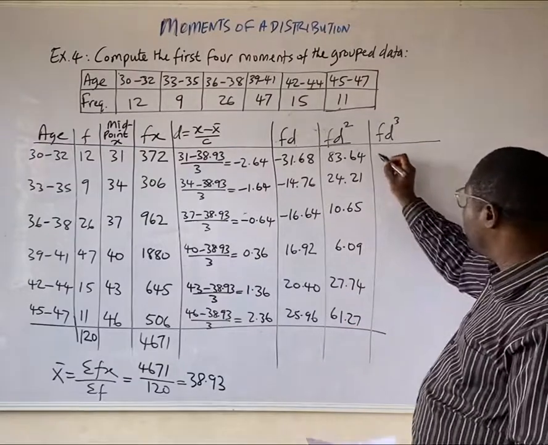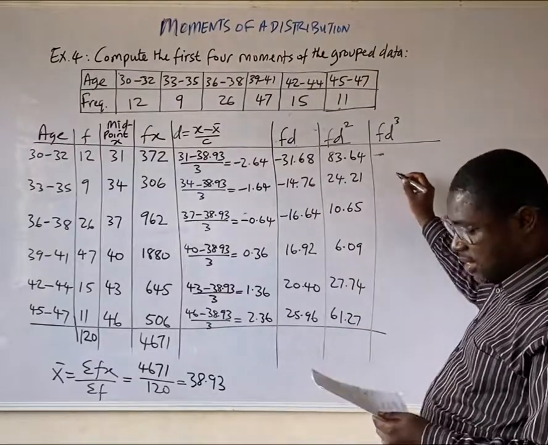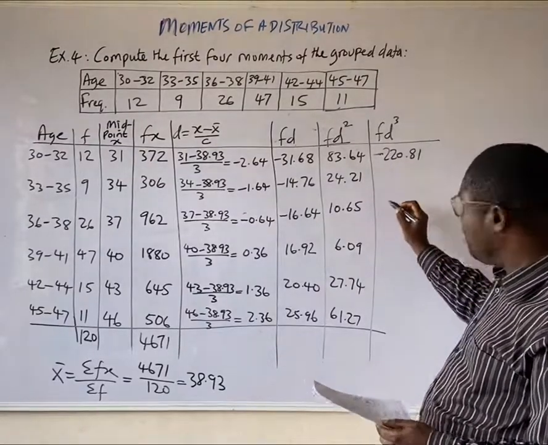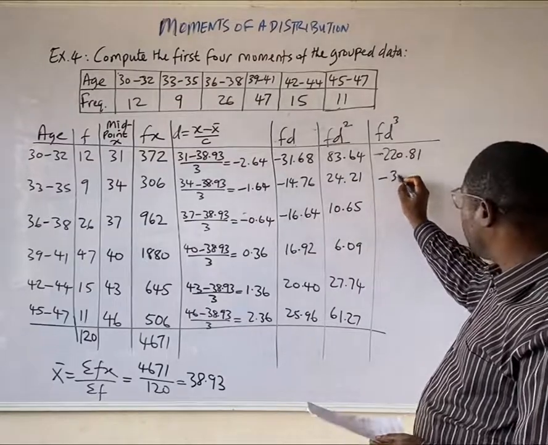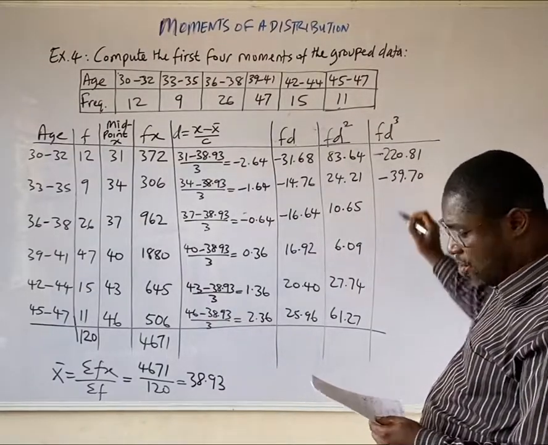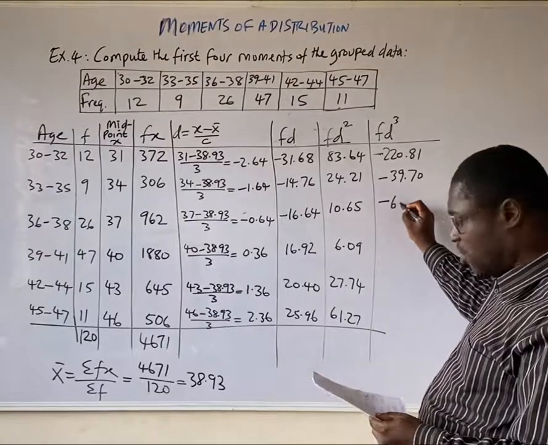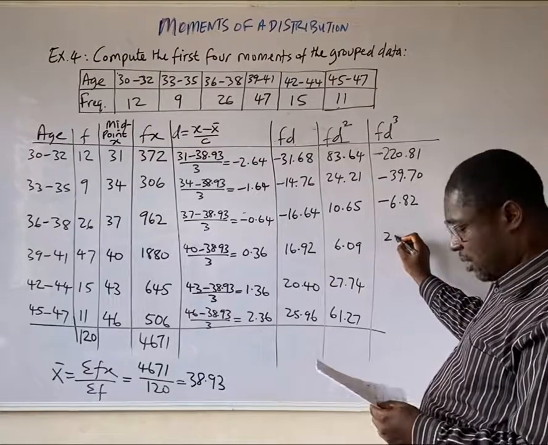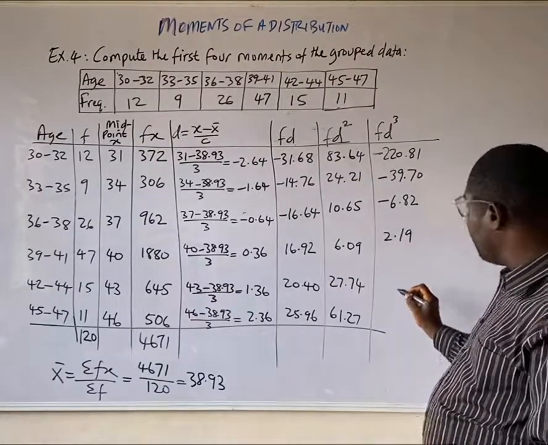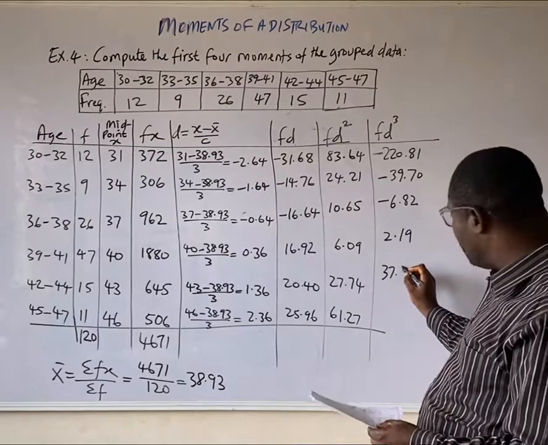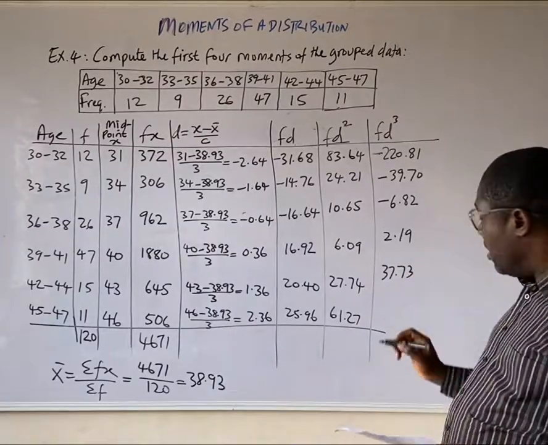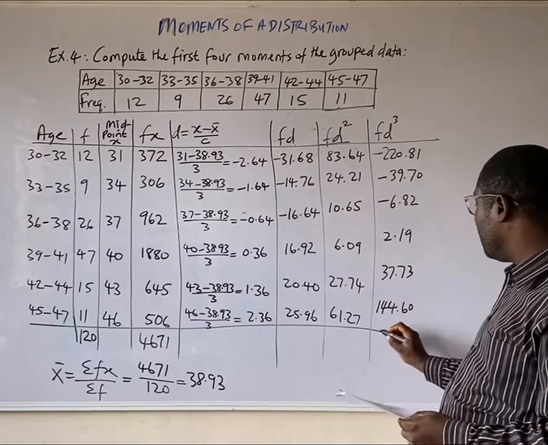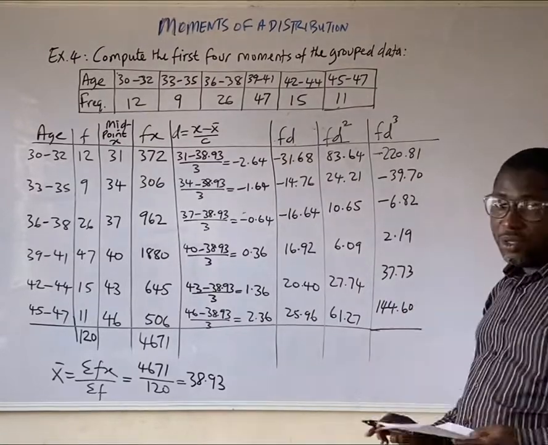And what we have is: the first one is minus 220.81. Then we have minus 39.70. We have minus 6.82. We have 2.19. Then we have 37.73. Then we have 144.60. That's our third degree of deviation.